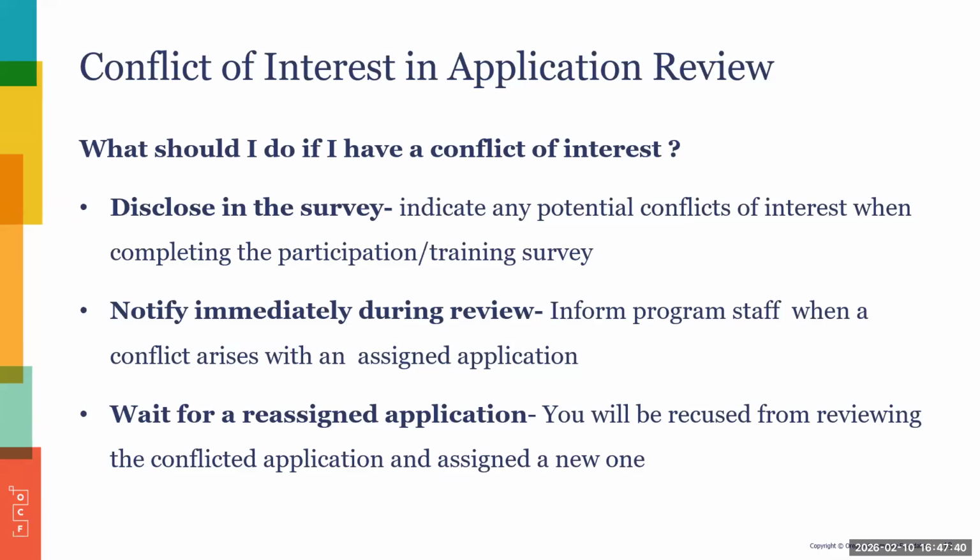Second, notify us immediately during community review. If a conflict comes up during the review process, please notify program staff immediately. Don't wait. Next, you'll need to wait for a reassigned application. Our program staff will handle the reassignment. You will be recused from the conflicted application, and another one will be assigned to you for review.